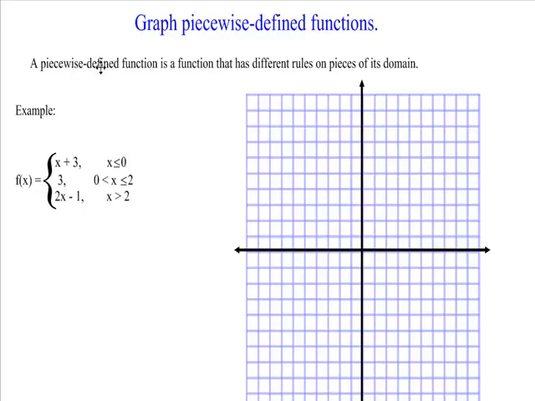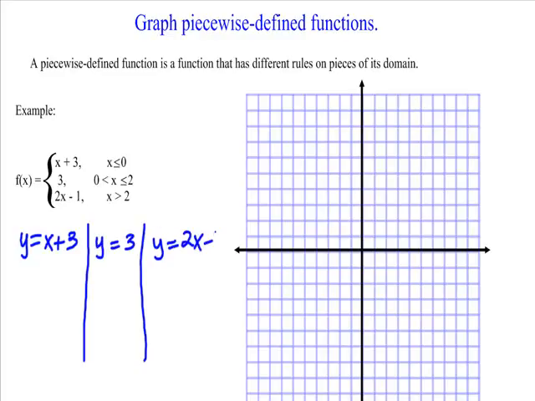So the way that I suggest that you graph this particular type of function is that you think of it as however many pieces you have. In this case we have 3 pieces for 3 different parts of the domain. So one piece is y is equal to x plus 3, so we would want to graph that. Then our other piece is y is equal to 3. And then lastly we have y is equal to 2x minus 1.